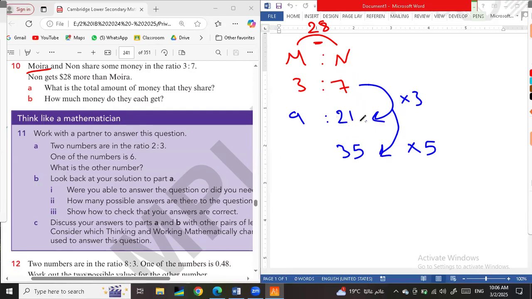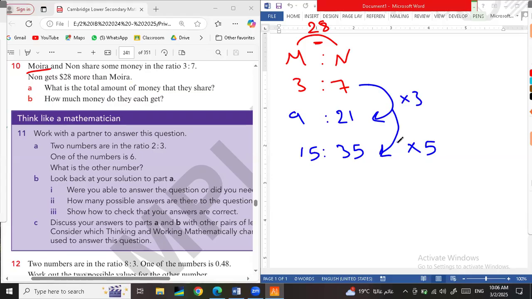Oh, mister, is there any need to erase this? No need to erase this. This is part of your steps. It's important that you show your steps and the way you worked it out. It's through trial and error. So here, this is going to be 35. This is going to be 15, multiplying by 5. The difference is 20 only. We want a difference of 28. This is what the question said. Non is 28 more than Moira.